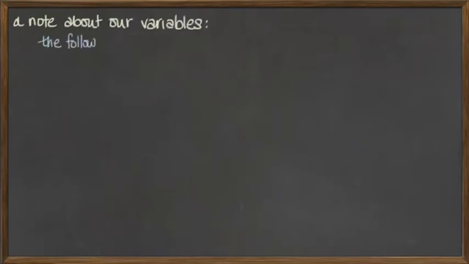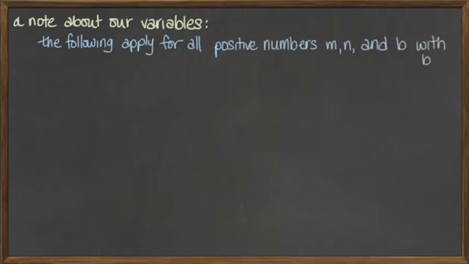We're going to use some variables here for the properties, for the setup of them: m, n, and b. B is going to be our base, m and n are going to be the moving parts. So b has that extra restriction. Not only is it positive, but it's not equal to 1.